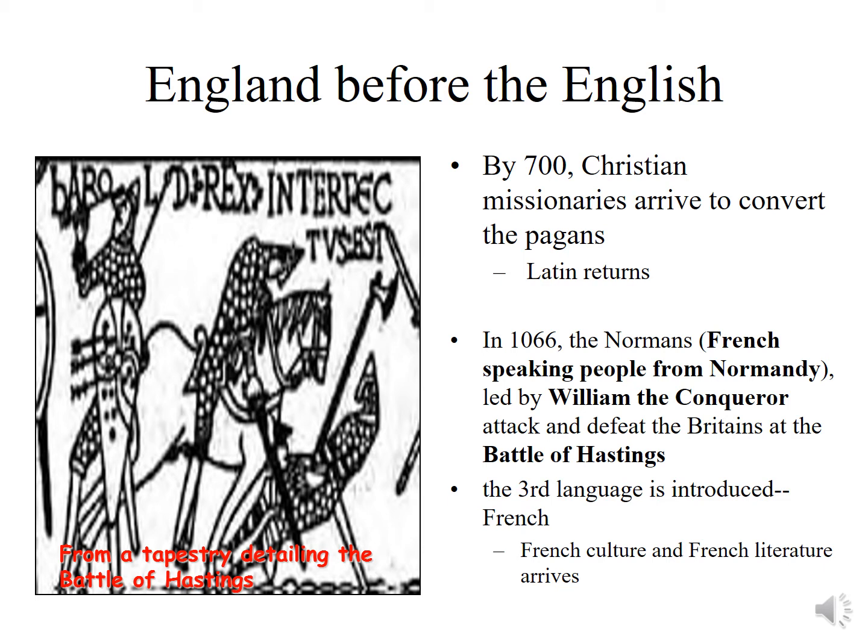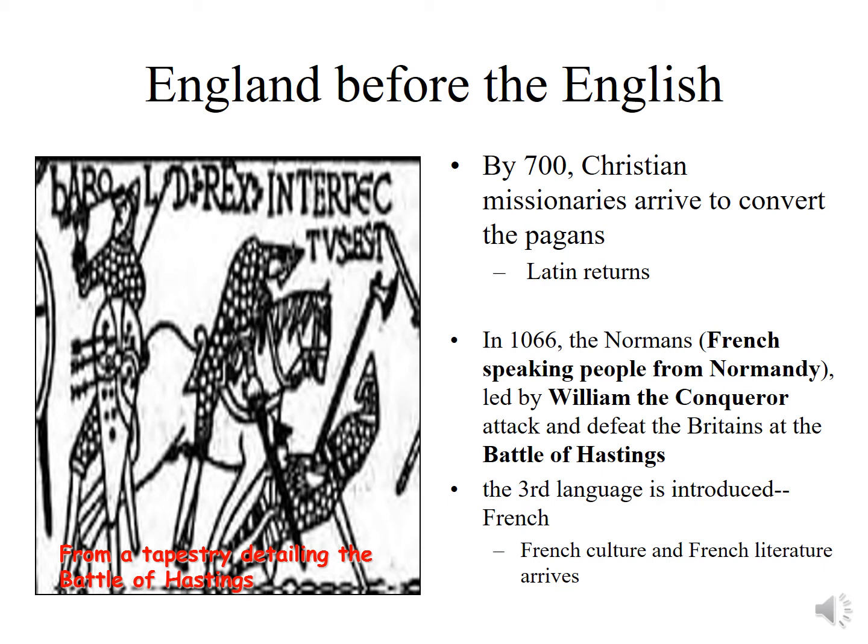And they were led by William the Conqueror, who claimed that he was next in line for the English throne, and he was denied that claim. So he said, well, guess what I'm going to do, guys? I'm going to attack you. So he attacked and he defeated the Britons at the Battle of Hastings. And that was in 1066. And hint, yes, you will see that as an exam question.